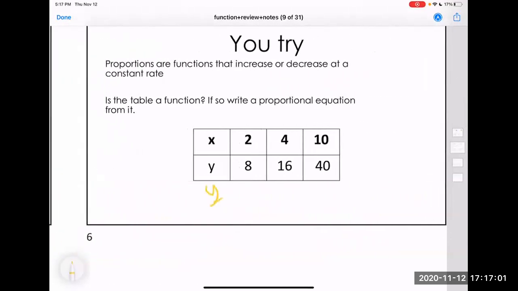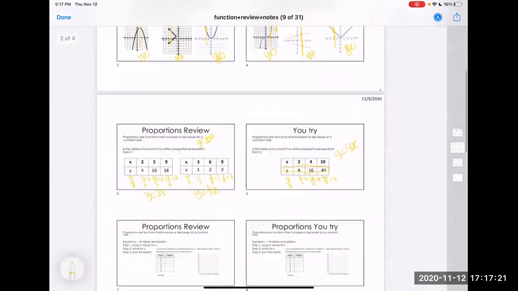So the last one, 8 over 2, 16 over 4, and 40 over 10. I always know what number to put on top because it's in the y column. All of those simplify down to 4. So our equation is y equals 4x.